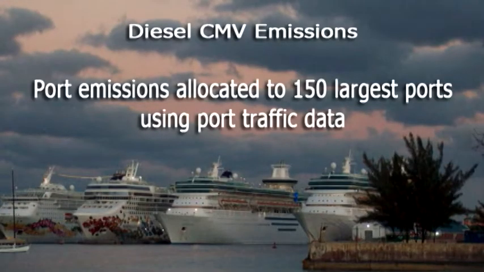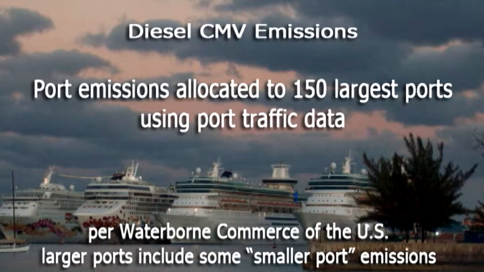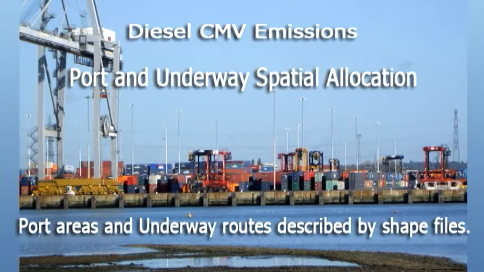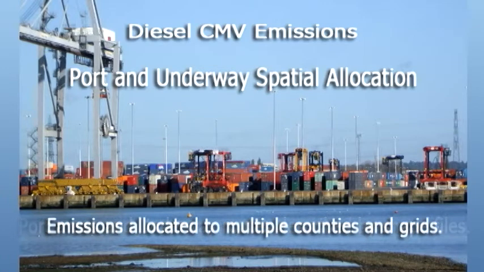Port emissions from diesel commercial marine vessels are allocated to the 150 largest ports using port traffic data. These data are from the Waterborne Commerce of the U.S. publication. Since all national emissions are allocated into only the 150 largest ports, these ports data are somewhat inflated. Port and underway emissions are spatially located in GIS shapefiles. This way, they can be easily allocated to multiple counties and grids by using GIS tools.